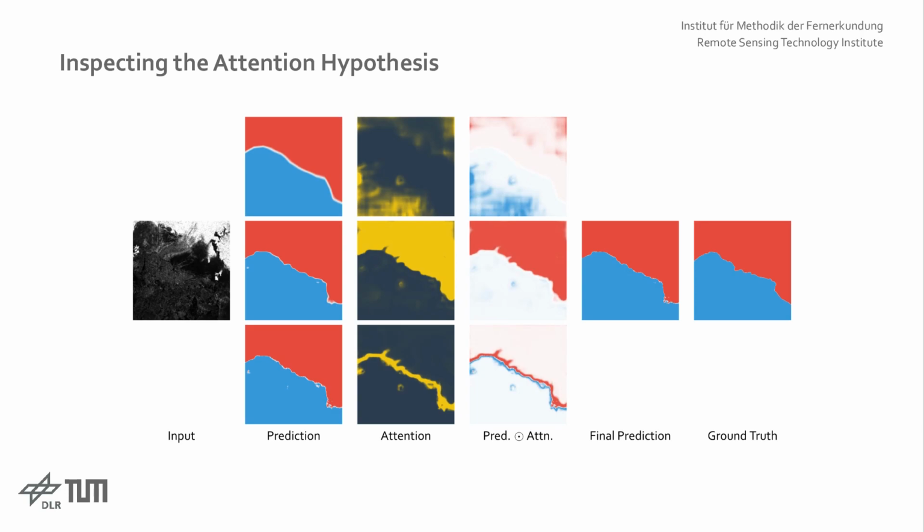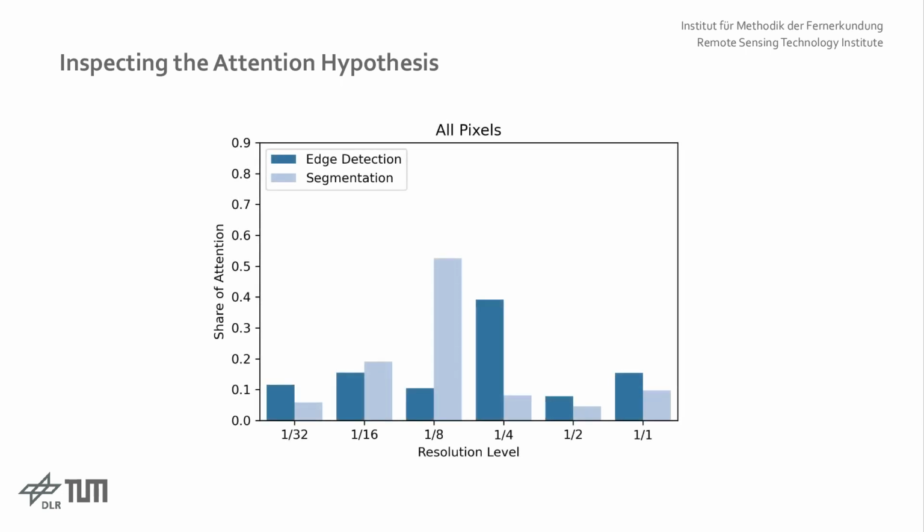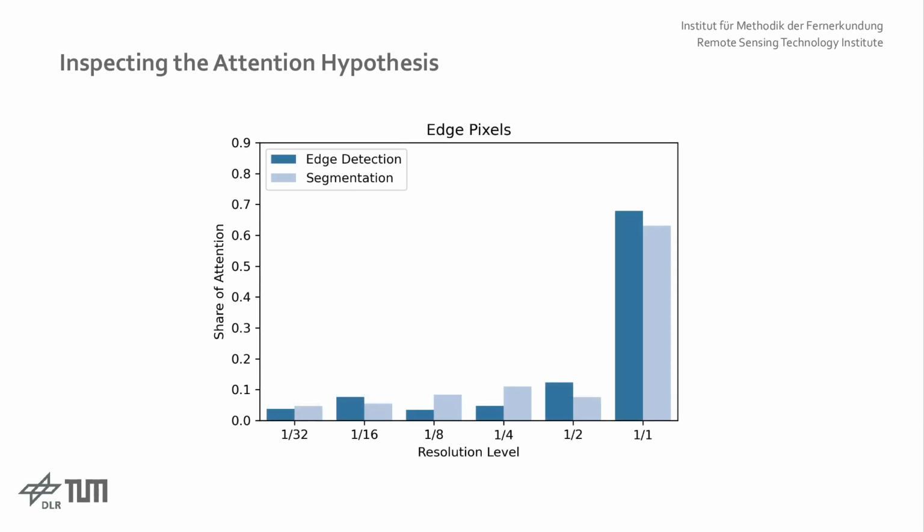We can also look at the statistical distribution of the attention values by resolution level. Averaged over all pixels in our validation dataset, all resolution levels contribute towards the final predictions, some a bit more and some a bit less. But when we look at just the edge pixels, we see a significant shift towards the highest resolution. This indicates that the model indeed directs its attention just as we hypothesized.